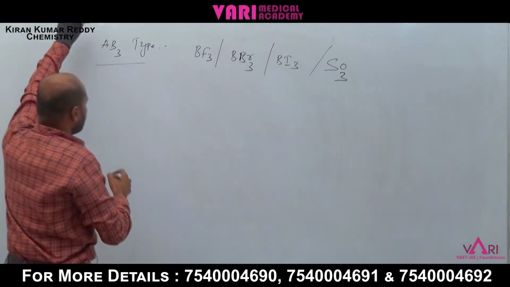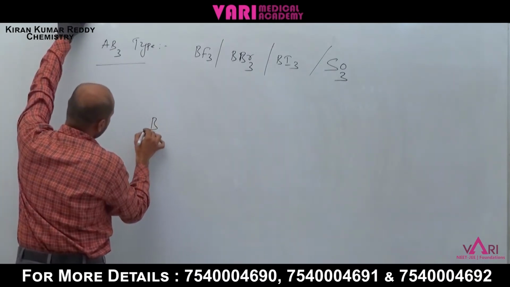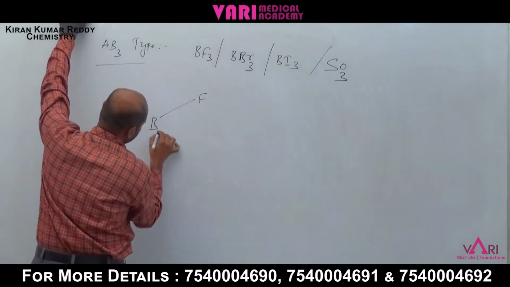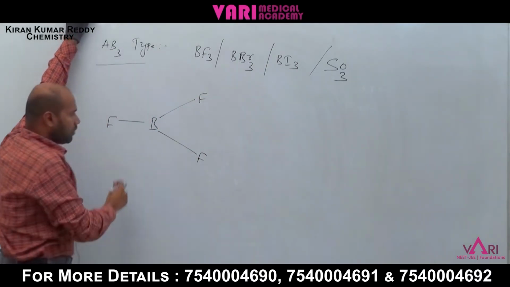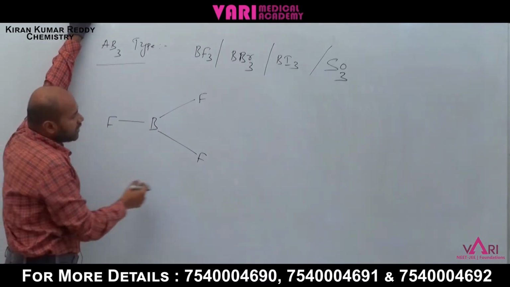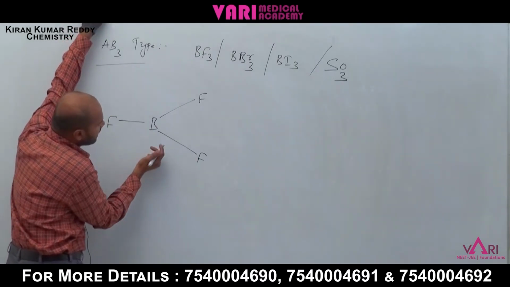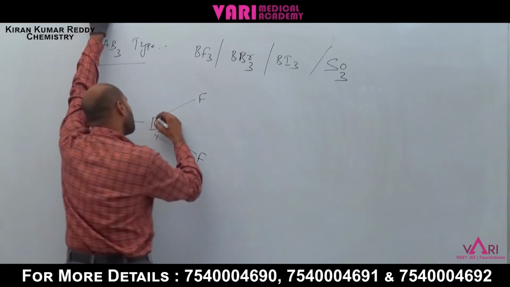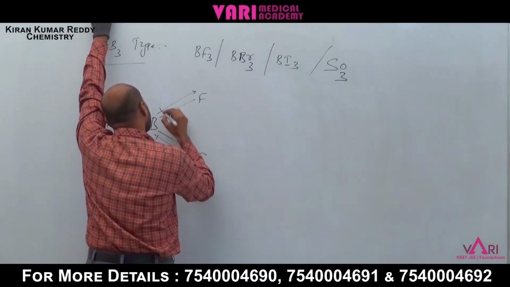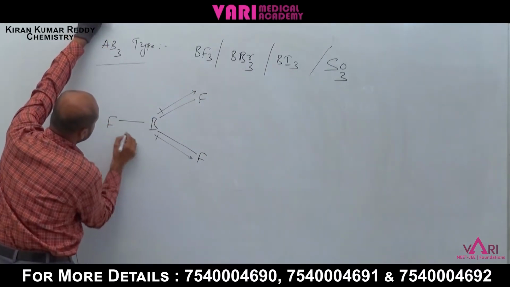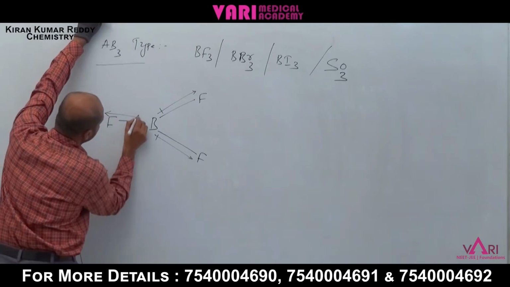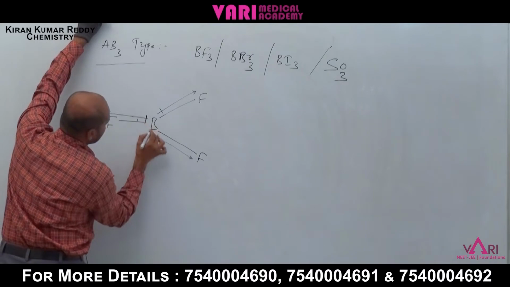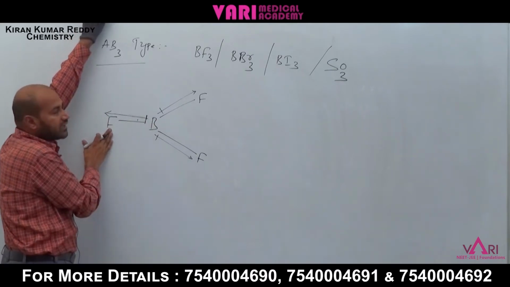We can take first one is BF3. This one is boron. Here is one fluorine. Here also one fluorine. And in this one fluorine. Now boron and fluorine, which one is more electronegative? Fluorine is more electronegative. What is the direction? From less electronegative to more electronegative. Here also less electronegative to more electronegative. Now which direction? In this direction, fluorine to, actually this is the direction, less electronegativity is boron and more electronegativity is fluorine.